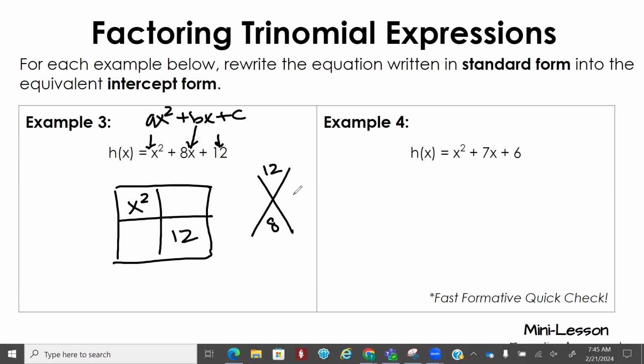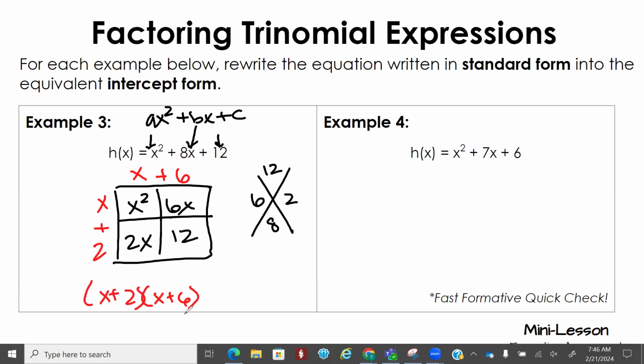So what two numbers can I multiply together to get me 12, but add together to get me 8? So 6 and 2, right? So that's going to be 6x and 2x. Now we're going to fill out the outsides. So x times x gives us x squared. 6 times x gives us 6x. 2 times x gives us 2x. And 2 times 6 gives us 12. We're going to put plus signs in between. And so it's going to give me x plus 2 times x plus 6.